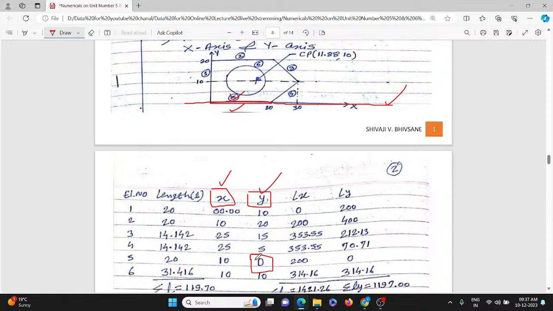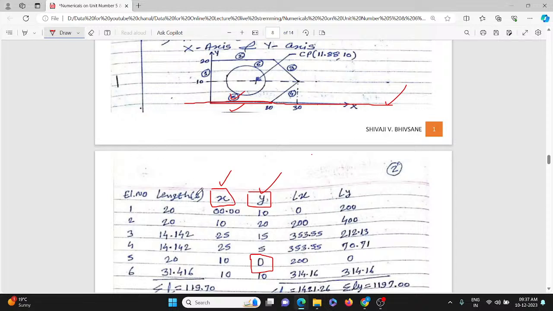Okay, have you understood this? Please comment. And how is it 0? Yes, Suresh. Okay, thank you.